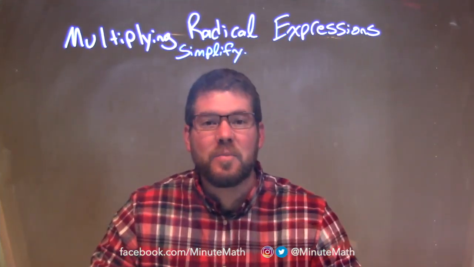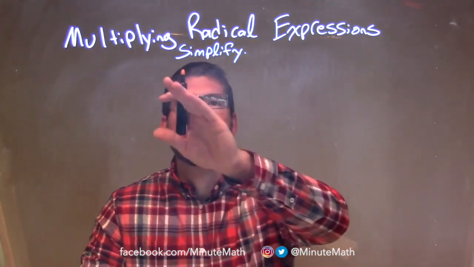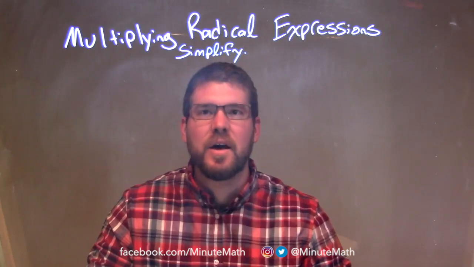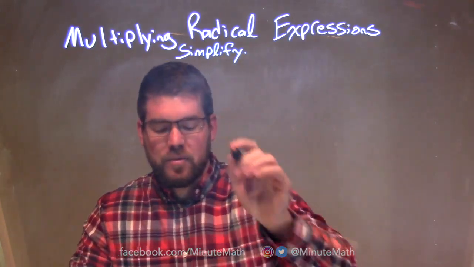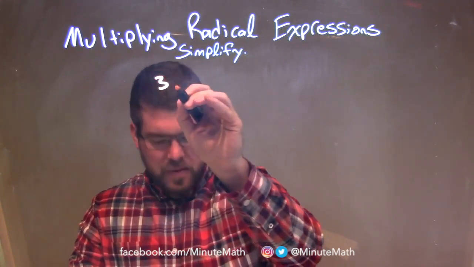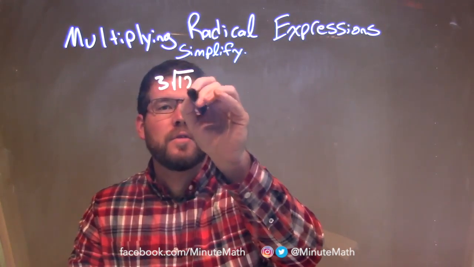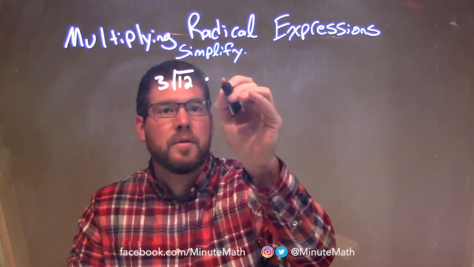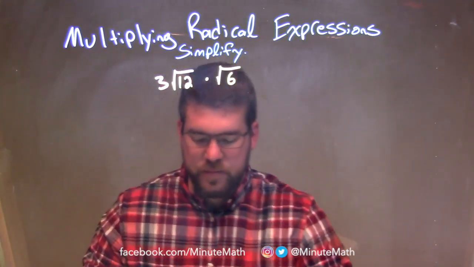I'm Sean Gannon, and this is Minute Math. And today we're going to learn about multiplying radical expressions. And what we want to do here is simplify this problem. We have 3 times the square root of 12 times the square root of 6.